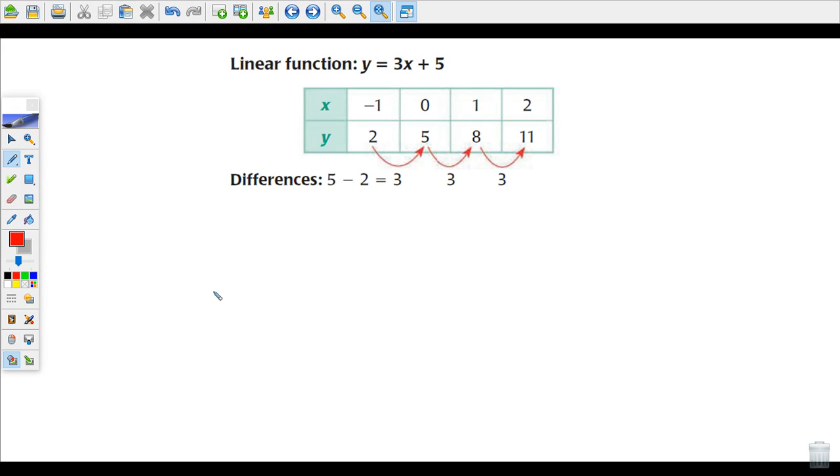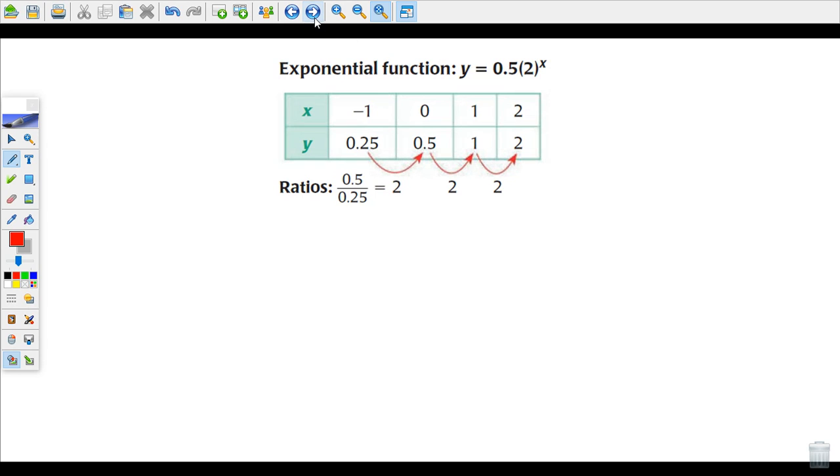Here's an example of a linear function. If you were to plot these points on a graph, it would make a line. If you notice, it's showing you that all the differences, 5 minus 2, 8 minus 5, 11 minus 8, are all 3. What that really means is it's increasing by 3 for every consecutive y value. So that's an example of a linear function.